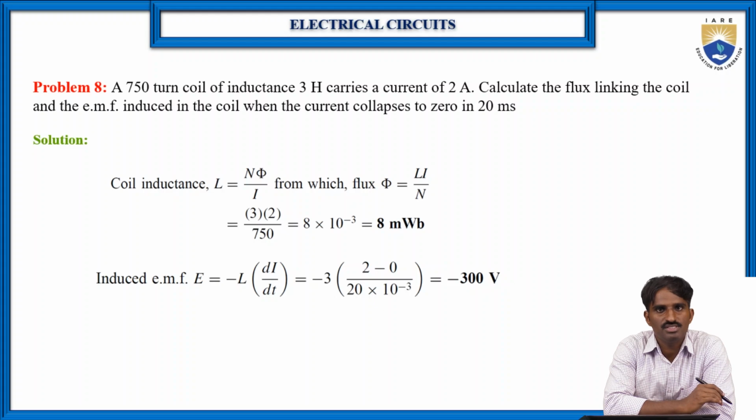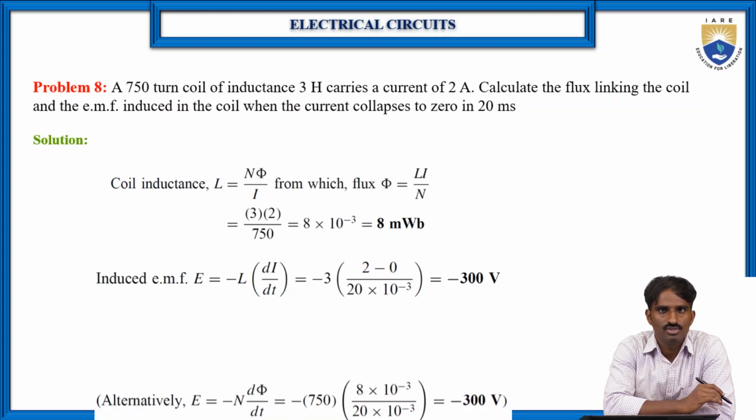So the EMF E is equal to minus L into di by dt. Then substitute the value. Here L is equal to 3 and di by dt is (2 minus 0) by dt. Here it is 20 milliseconds, which means 20 into 10 to the power of minus 3. Then by simplifying this, you will get the induced EMF E is equal to minus 300 volts. Right.